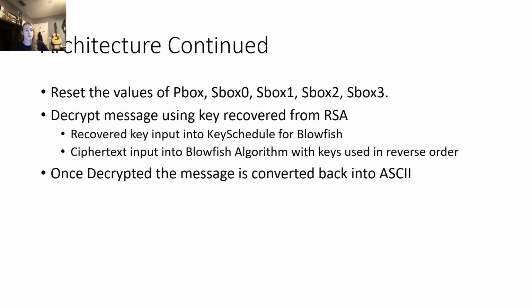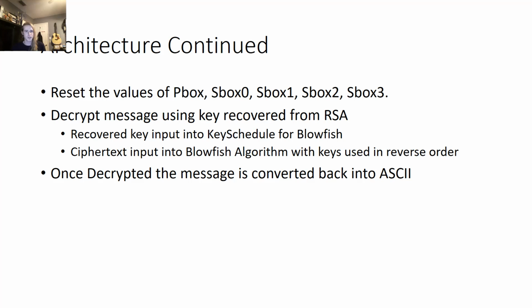Our architecture also will reset the values of the P-box and our S-boxes, and this is just to prove that the number that we retrieve from RSA will actually generate what we want. Decrypting the message, we will recover the key input from the key schedule for Blowfish and input our ciphertext into the Blowfish algorithm with keys in reverse order. So that is our decryption process.